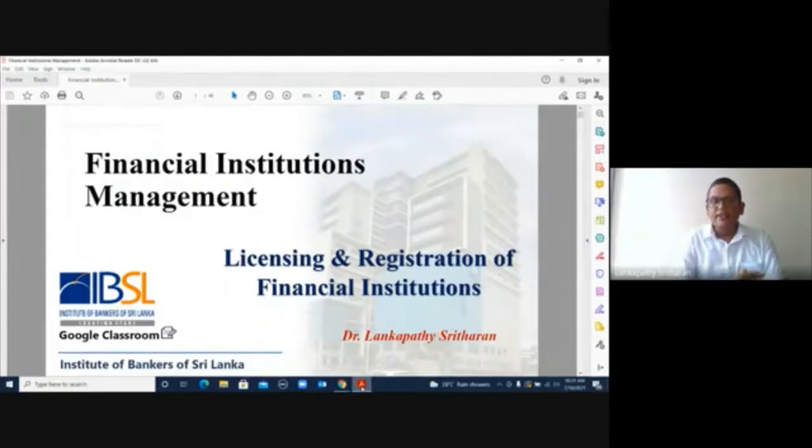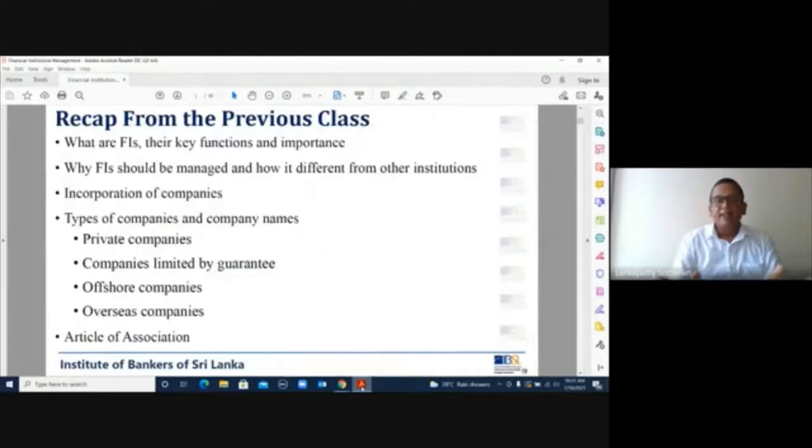Today we are going to see about licensing and registration of financial institutions. In the last class, we started with what financial institutions are, and their key functions and importance. Before that, we discussed the financial system, and I explained that there are 4 components in the financial system generally.